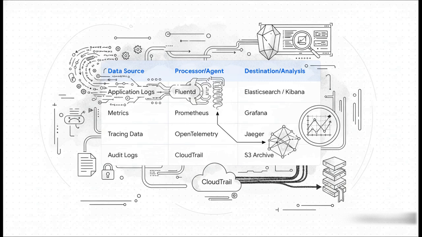So your application logs get picked up by an agent like Fluentd and shipped off to Elasticsearch and Kibana for searching and visualizing. Your performance metrics get scraped by Prometheus and turned into graphs in Grafana. Your distributed traces from OpenTelemetry go to Jaeger for analysis. And those supercritical audit logs, they get securely archived somewhere safe, like CloudTrail. You see the pattern here? Each type of data has its own specialized pipeline, perfectly designed for its specific purpose.